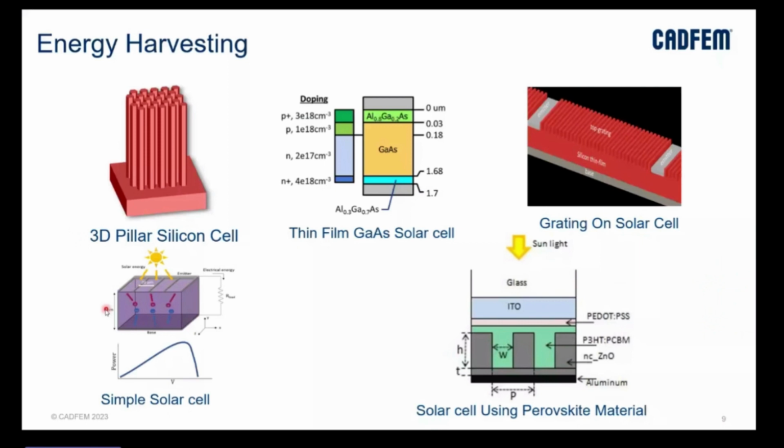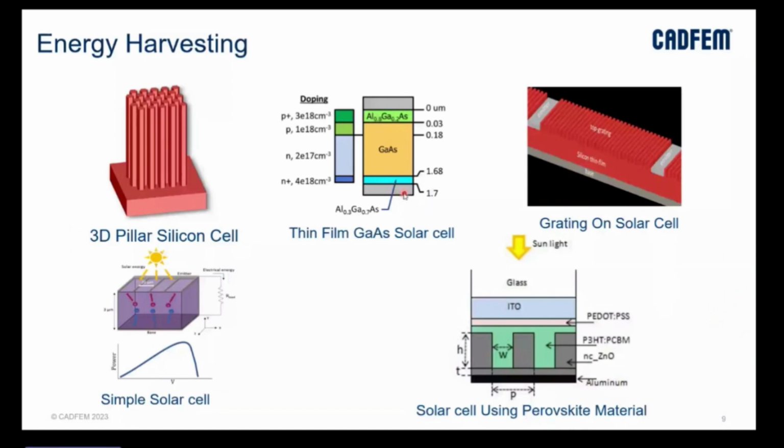There are different techniques we can adopt just to increase the efficiency. The 3D pillar silicon cell is one of them. We can create different kinds of nanowires to get more absorption. Then you can go for the tandem solar cell, using different materials. For example, you can see there are several layers of active material built up of gallium arsenide, sandwiched between n-doped aluminum gallium arsenide and p-doped aluminum gallium arsenide.